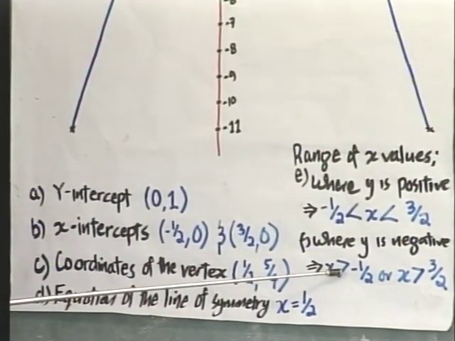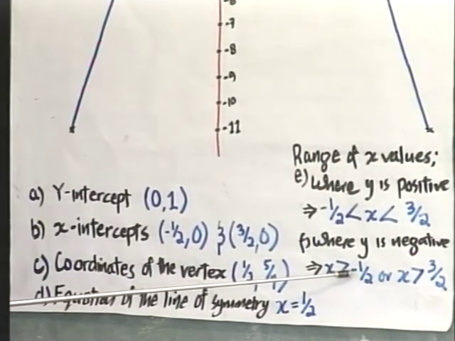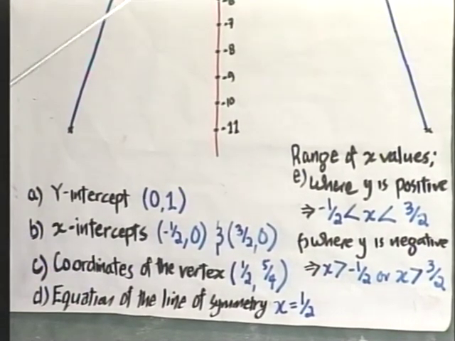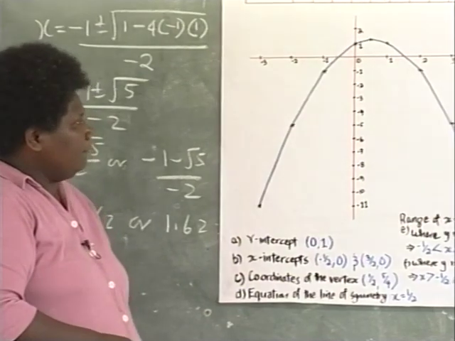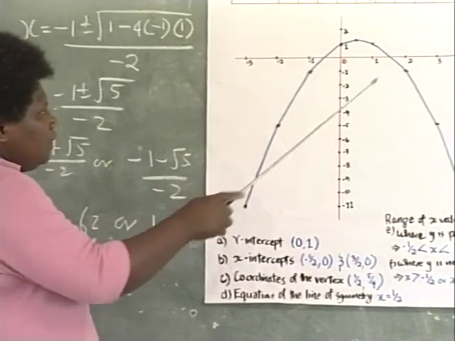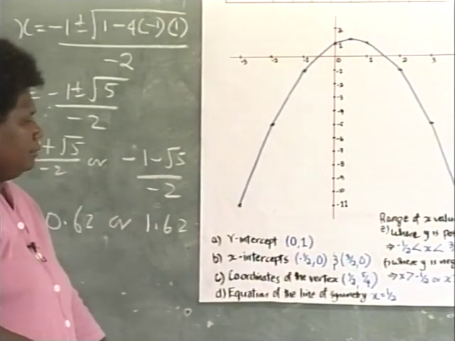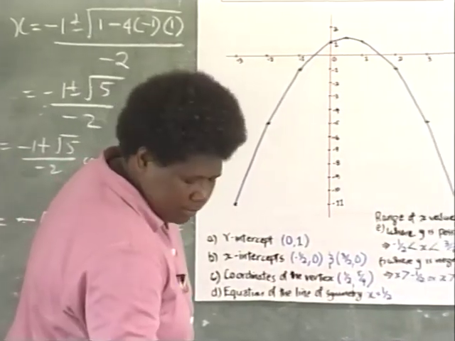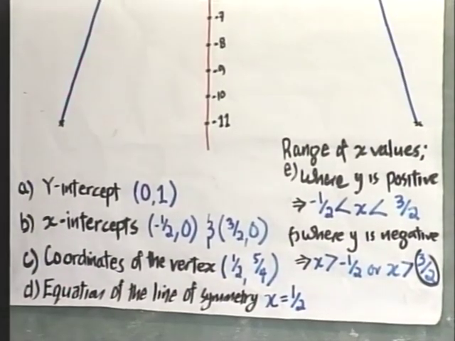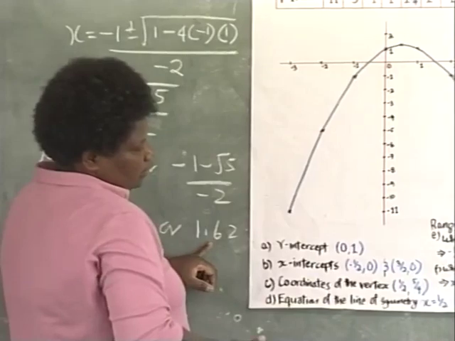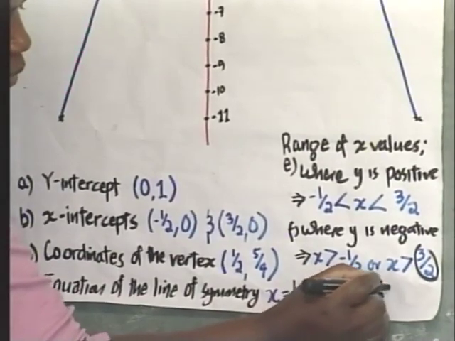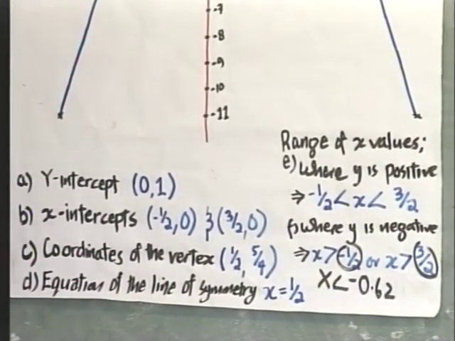And where y is negative, x is greater than, is it x is greater than minus a half? Have a look. Where y is negative. It's this section here, this one, and this one. Less than. This is correct. But then it will have to be 1.62, but because they've got that as 3 on 2 here, that's why. So it should be x is less than minus 0.62. Okay, should be less than and not greater than.